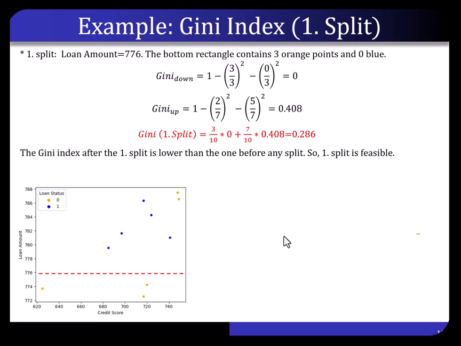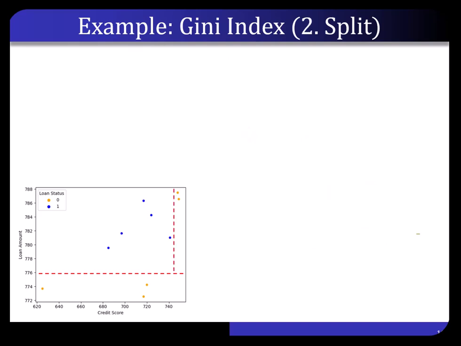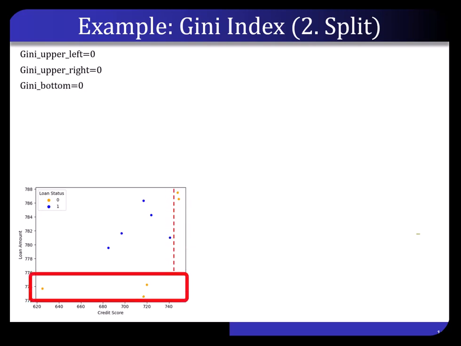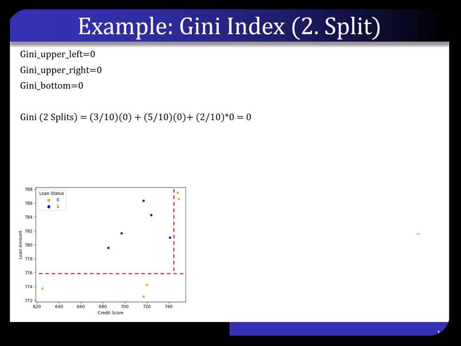Now let's proceed one more. Let's do a second split. The second split divides my data into 3 pieces: upper left, upper right, and bottom one. The Gini index of the upper left rectangle is 0 just because it is pure. There are only 5 data points and all of which are blue. The Gini index of the upper right rectangle is also 0 because it is also pure. There are only 2 data points and all of which are orange. And the Gini index of the bottom rectangle is also 0 because it's also pure. Therefore, the Gini index of the second split as a whole is 0.